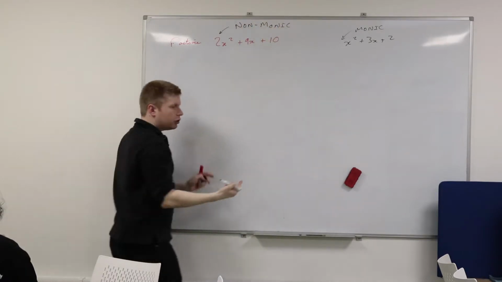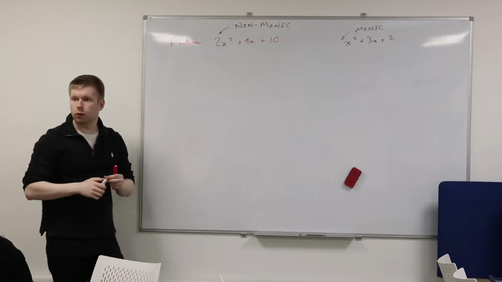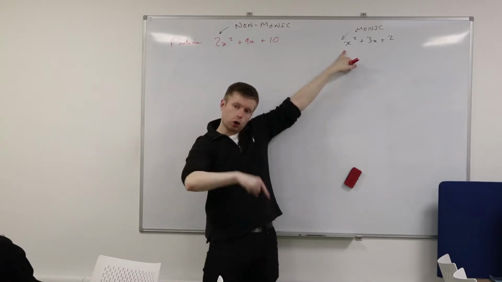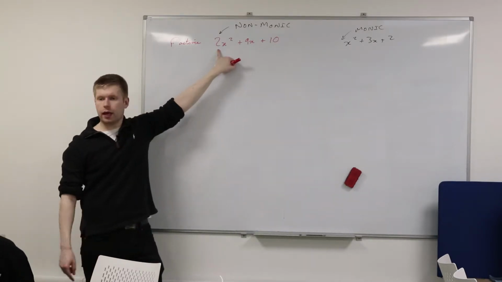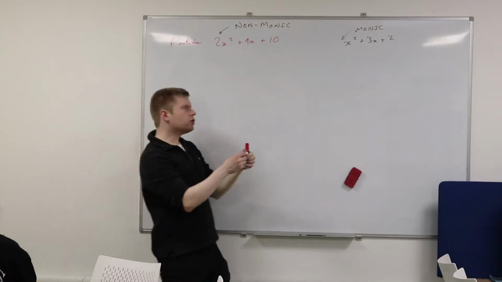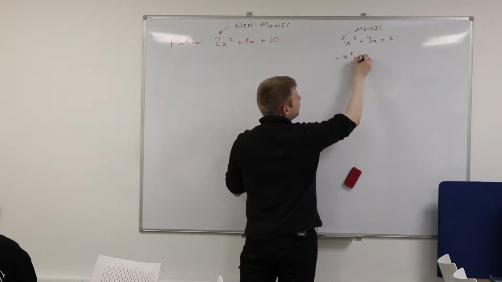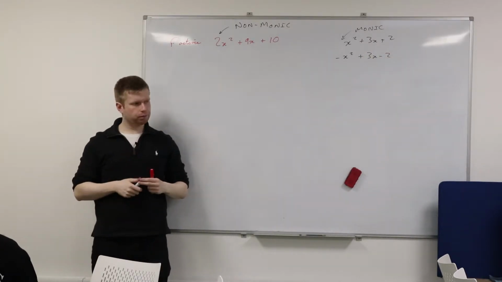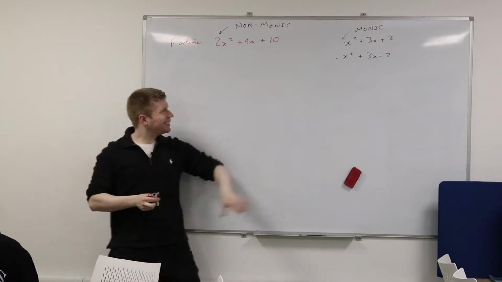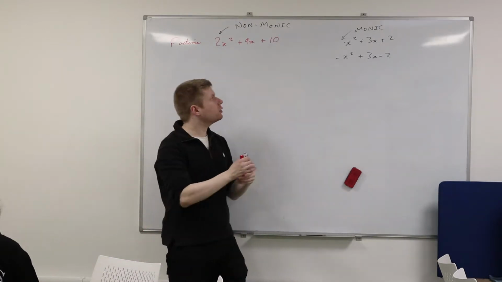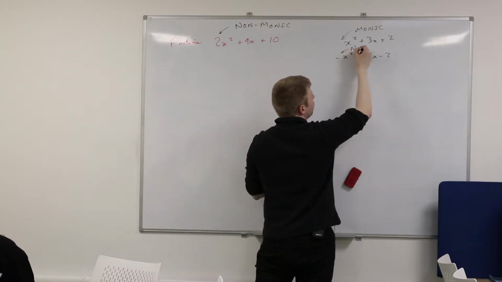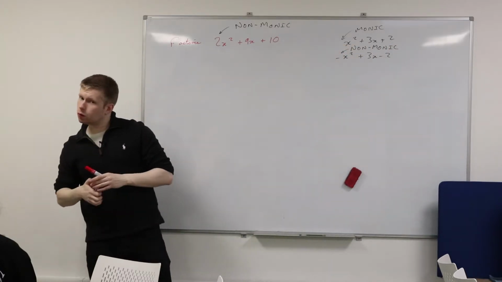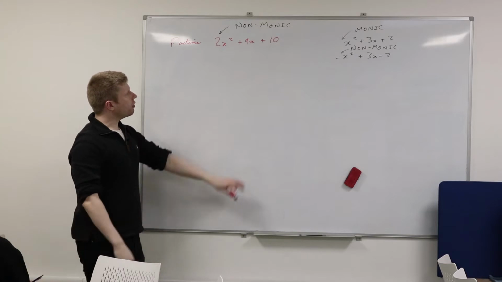Okay. Now I'm introducing this language to you because I will use it. So if I say to you a monic quadratic, I mean something like this. If I say a non-monic quadratic, I mean the number in front of the x squared is not a 1. Interestingly, would this be a monic quadratic? No. Why not? Negative 1. Exactly, it starts with a negative 1 instead. So this one would be non-monic. So basically, if it starts with a 1, it's monic. If it doesn't, it's non-monic. Is that clear?